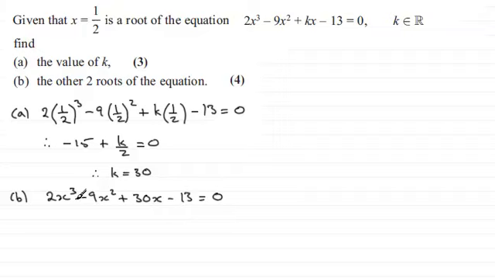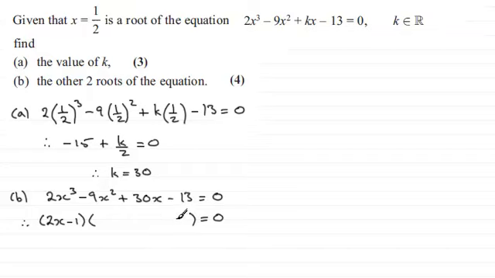Now, in order to solve this, we need to factorize our cubic expression here on the left. And I know that x equals a half is a root of the equation, so that means one of the factors must be x minus a half. Well, rather than use x minus a half, I'm going to change that to 2x minus 1. We'll have 2x minus 1 multiplied now by a quadratic factor, and that will equal 0.